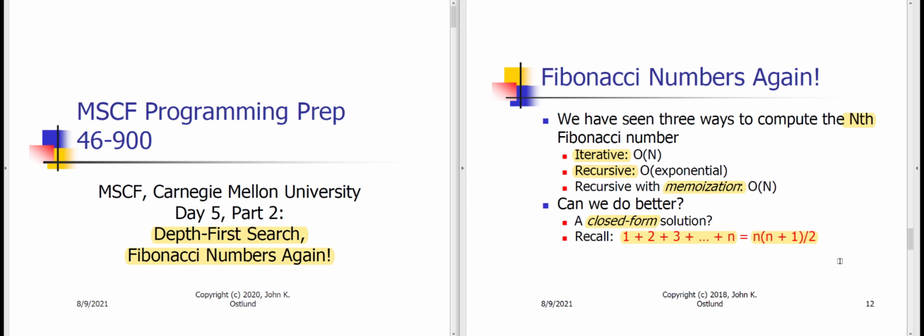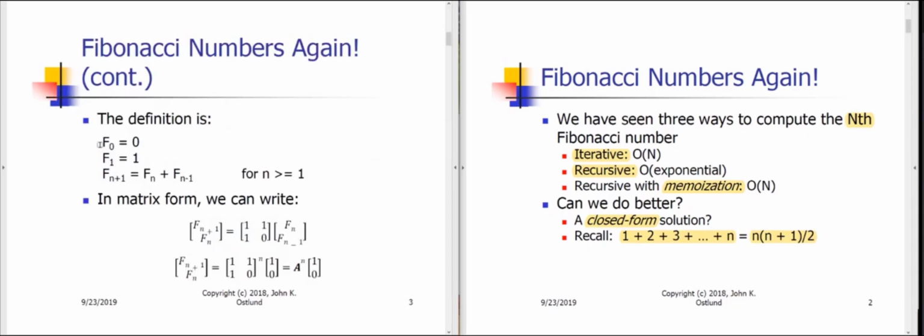So let's see if we can figure this out. Our recursive mathematical definition of the Fibonacci sequence looks like so. F sub 0 is 0, F sub 1 is 1, and then F sub n plus 1 is the sum of the previous two values, F sub n and F sub n minus 1, for any value n that's greater than or equal to 1. Now, there are many different approaches for figuring out a closed-form solution to this.